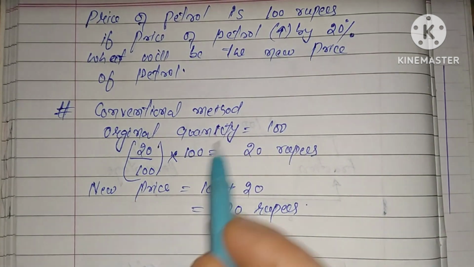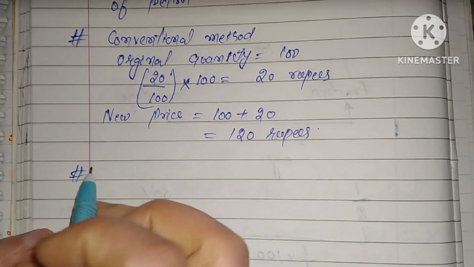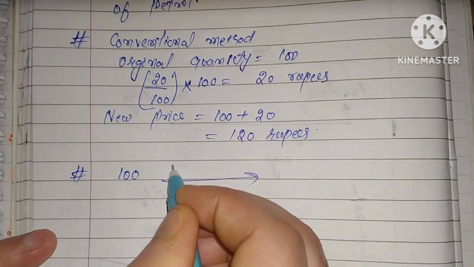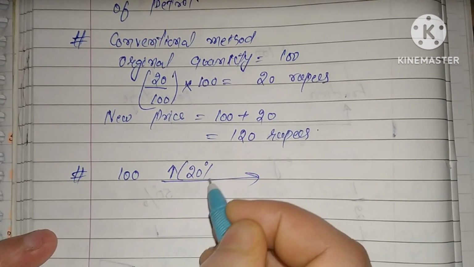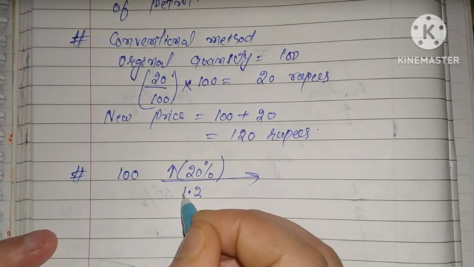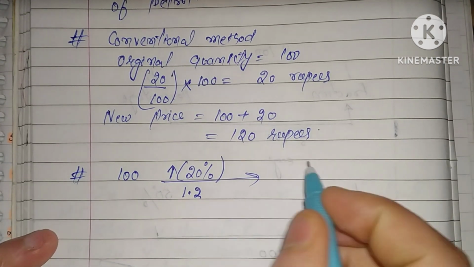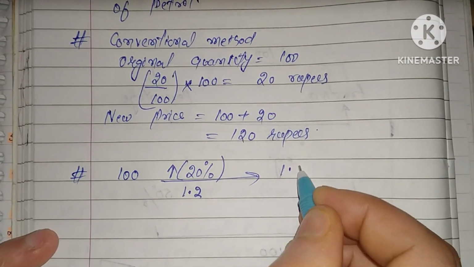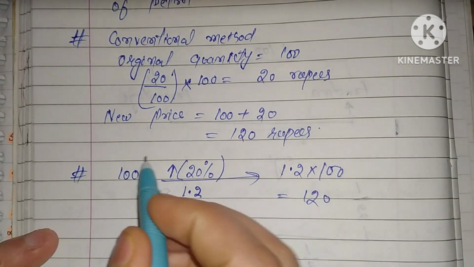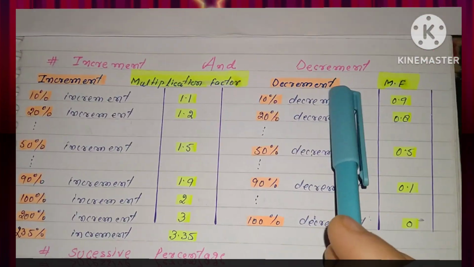If you want to avoid these calculations, you can do it in my style. Here it is 100 rupees original. It has to be increased by 20%. When it is increased by 20%, you have to multiply it by 1.2, because 1 is the original quantity and 0.2 is the increment, that is 20%. Then 1.2 into 100 will be 120. That you should do. It is the way to do it. Now the decrement.